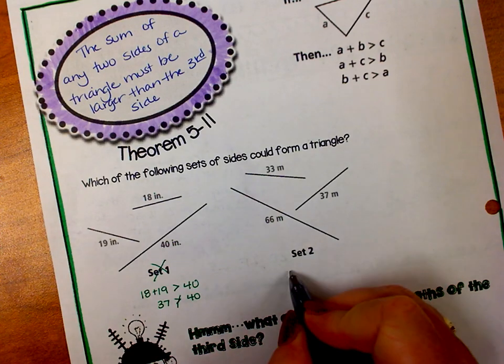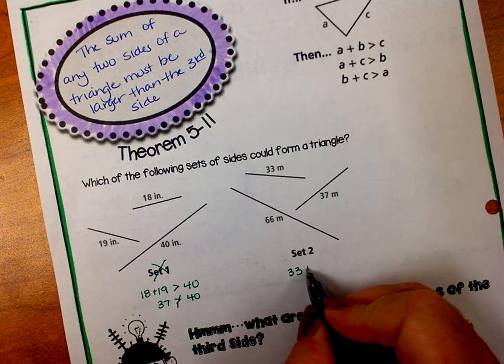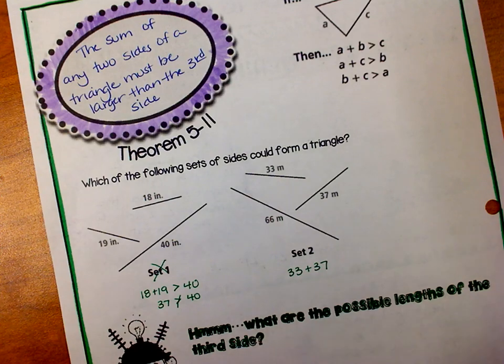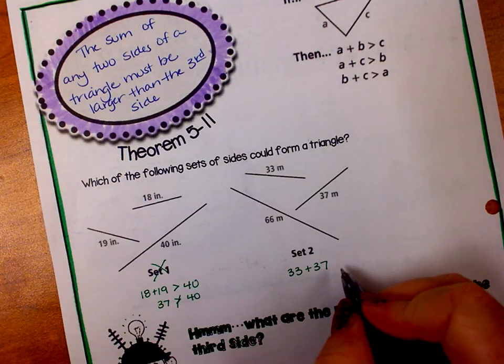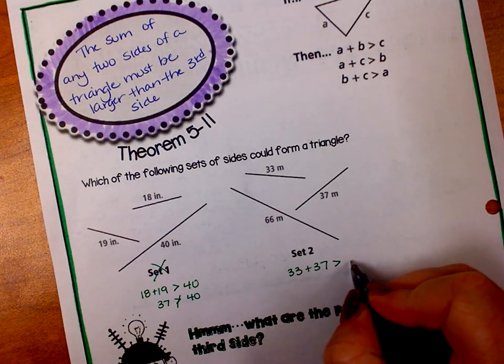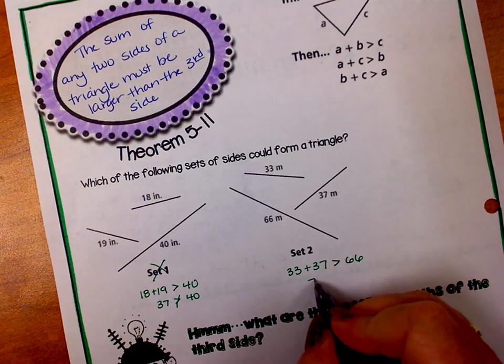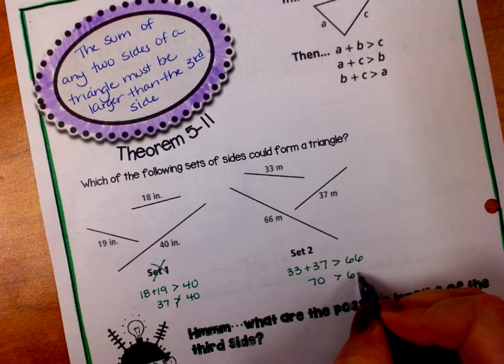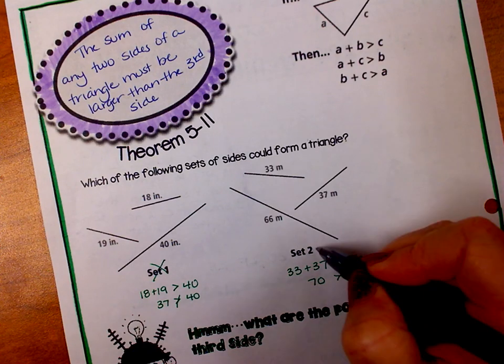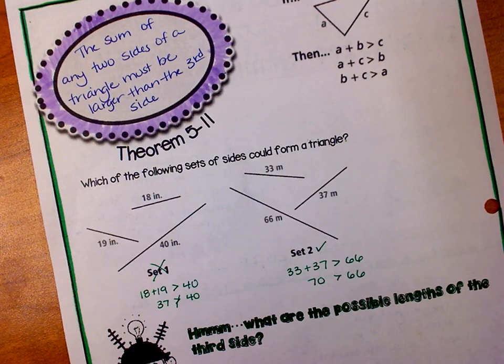Set 2, if we add 33 and 37, and check to see if it's greater than 66, 33 plus 37 is 70, which is greater than 66, and so these three sides would form a triangle.